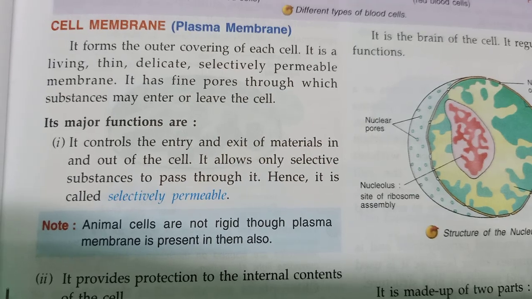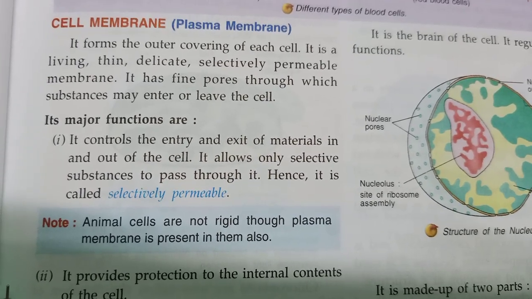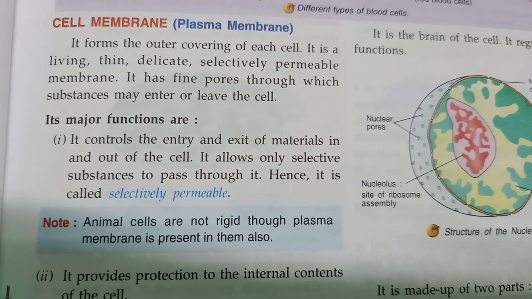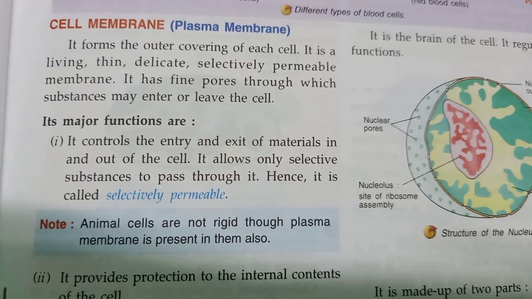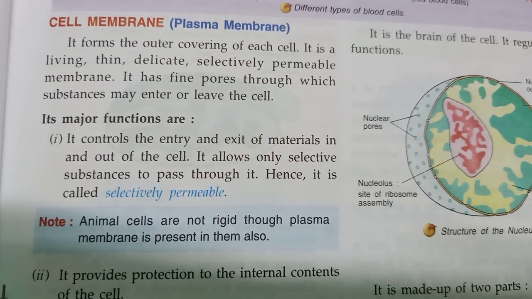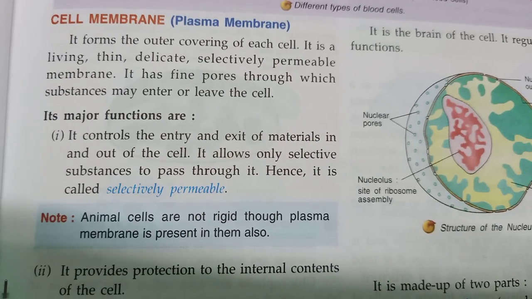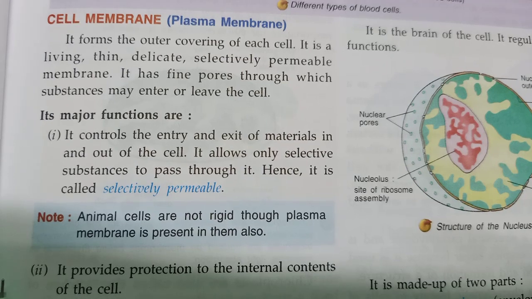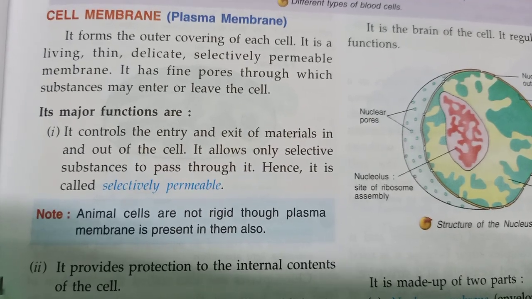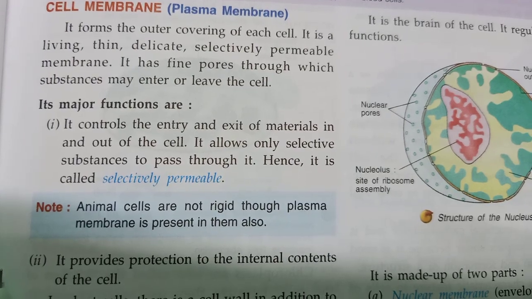Its function is that it has control on the entry and the exit of materials, and it allows only selective substances to pass through it. It does not allow all the substances to pass through it, but it allows only a few selective substances that are required for the cell to pass through this membrane. Hence it is called a selectively permeable membrane.